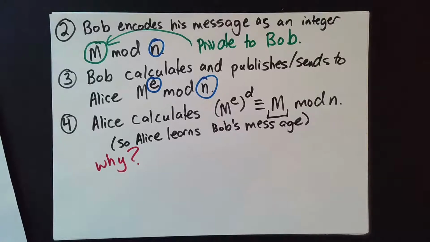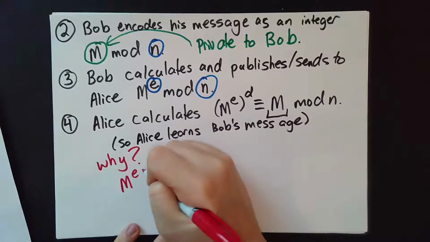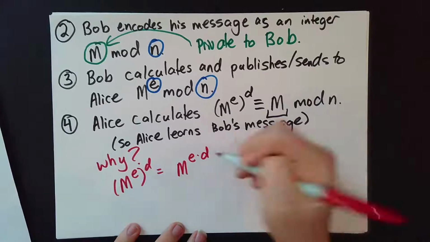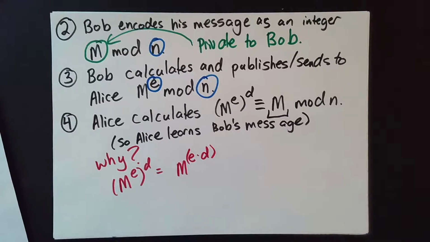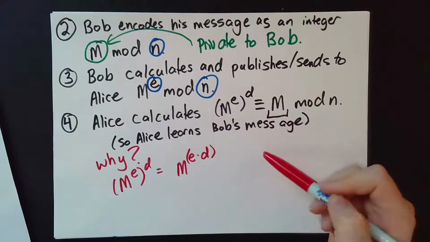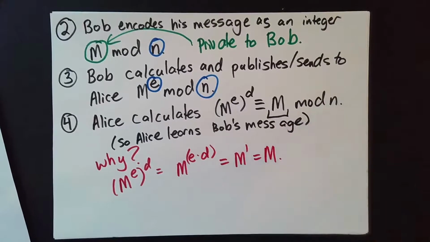So it's because d is E inverse, but d is E inverse mod the right thing. So m to the e to the d is m to the e times d. And so we want to say, and this is in a sense correct, that because d is E inverse, E times d is 1, so this is equal to m to the 1, and so that's m, and that's y.